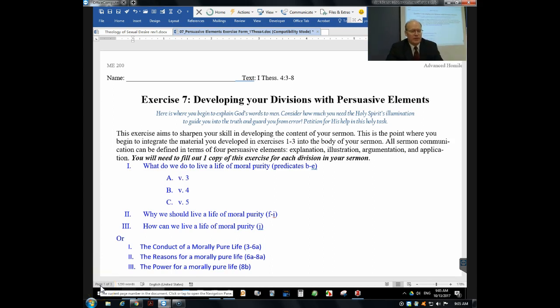Okay, today we're looking at exercise 7 for 1 Thessalonians 4, 3 to 8. And our directions remind us to consider how much we need the Holy Spirit's illumination to guide us into the truth and guard us from error. So let's petition His help for this holy task.